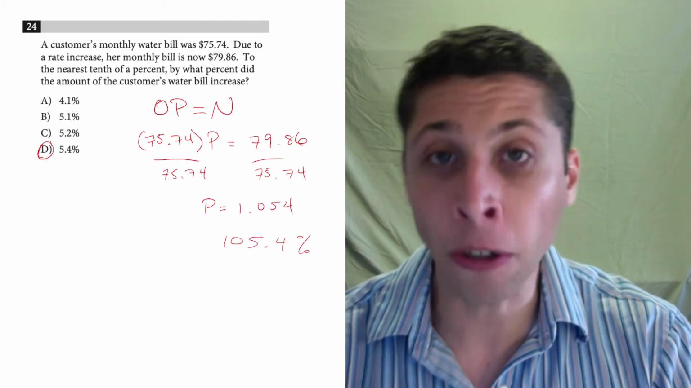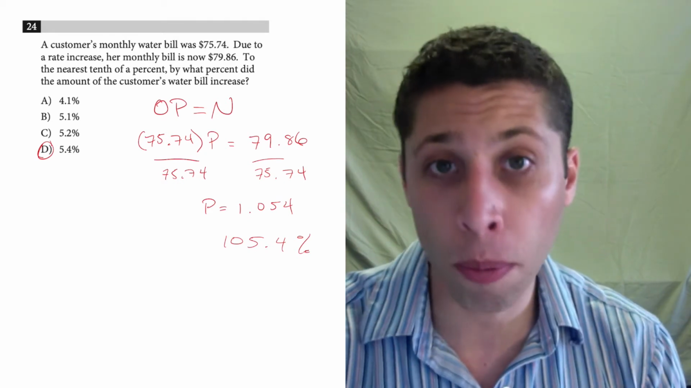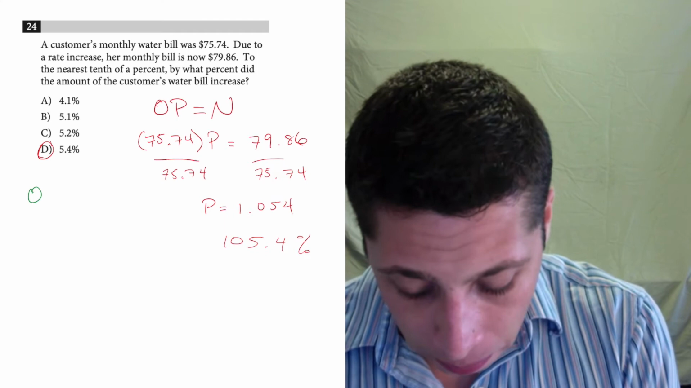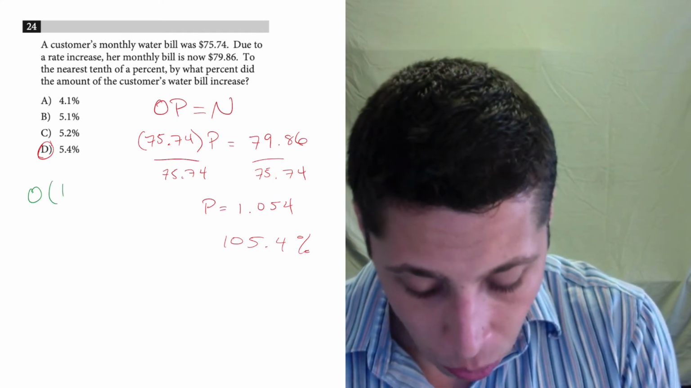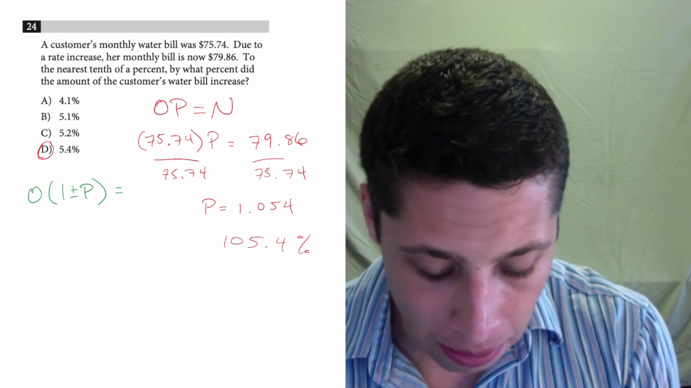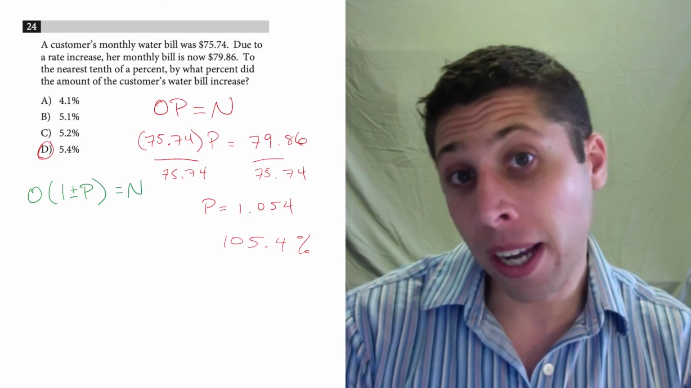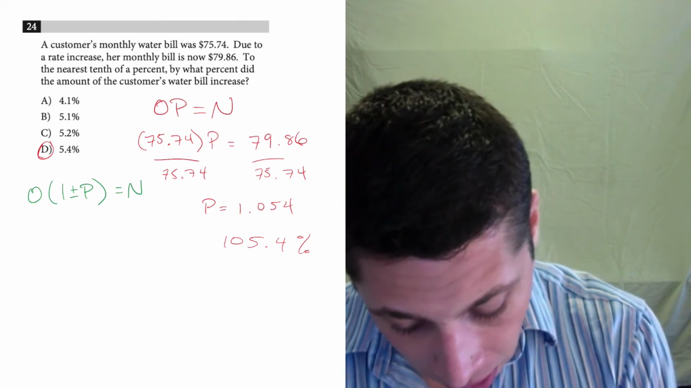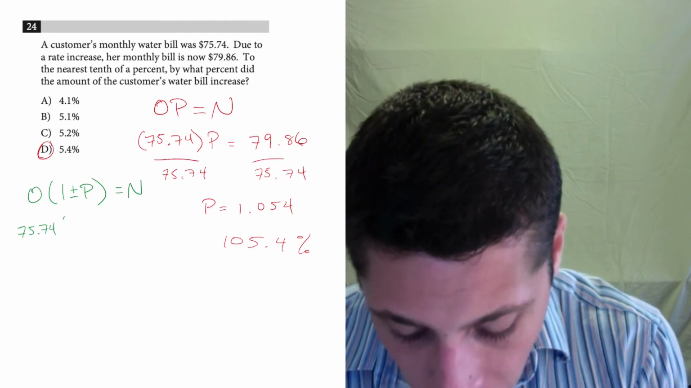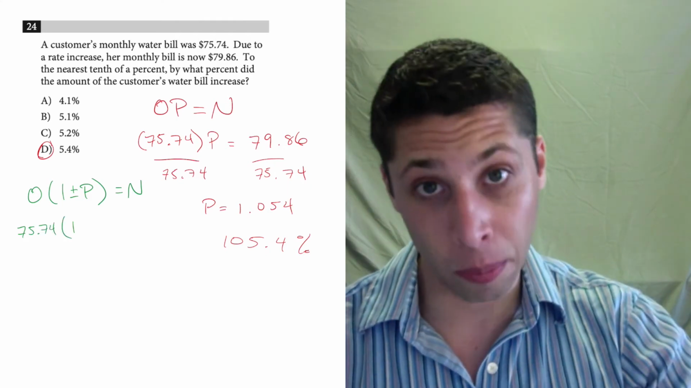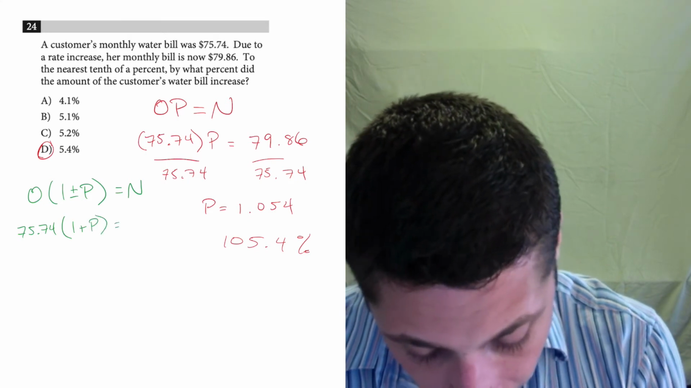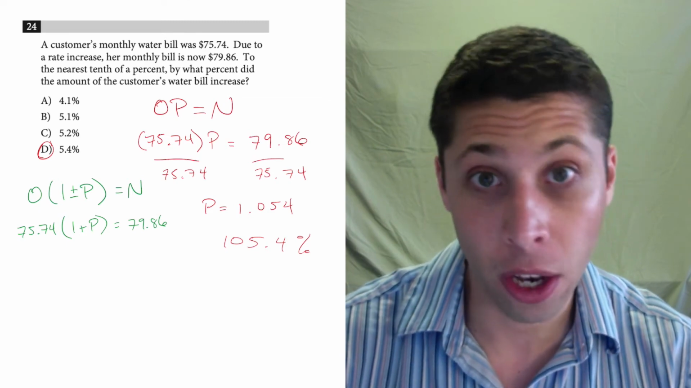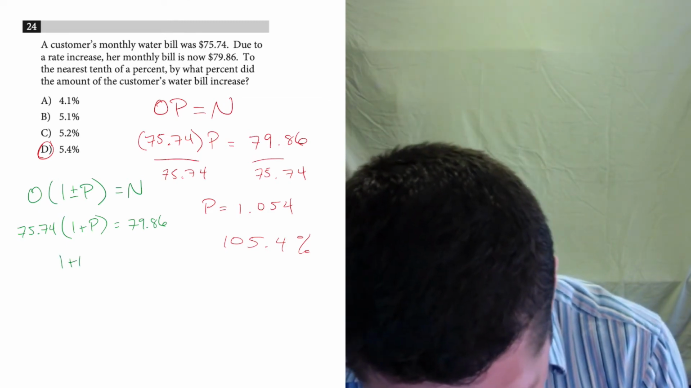So to make things a little clearer in the formula, there's another way that you can write the open formula to kind of adjust for increases and decreases in percentages. It's basically the same thing, but instead of just P, we do 1 plus or minus P. And so the plus or minus is really determined by what the story is telling us. Are we increasing or are we decreasing? Well, in this case, we still have 75.74 as the original. We're increasing the price of the water bill, so that's a plus, and 79.86 is still the new amount. We do our division, and we're going to get the same answer.